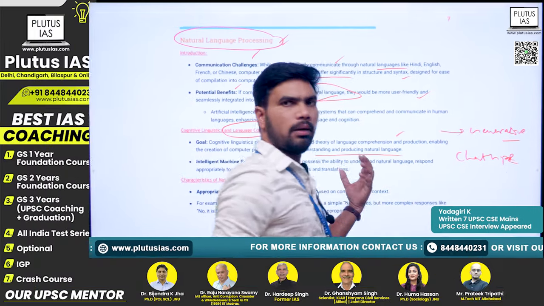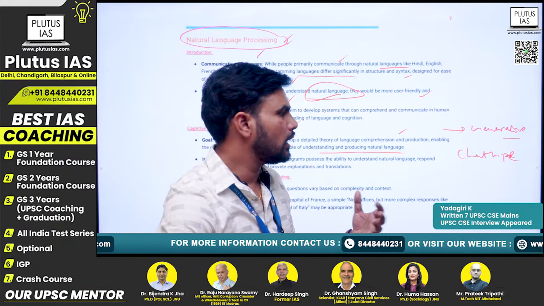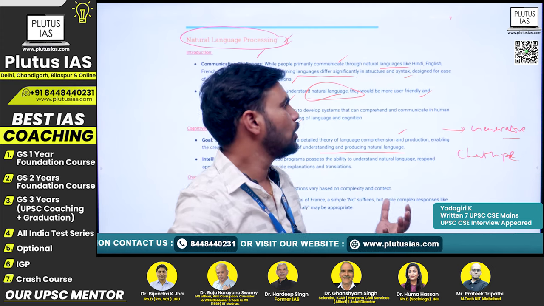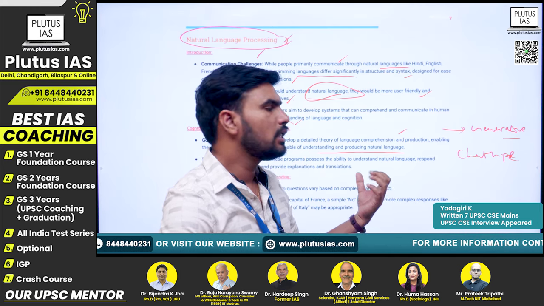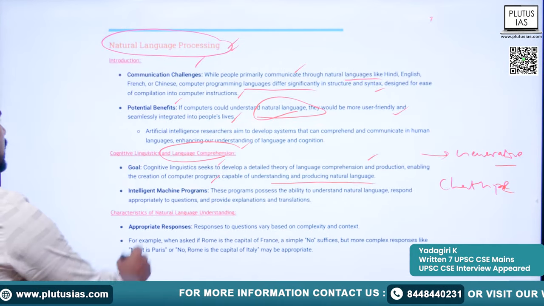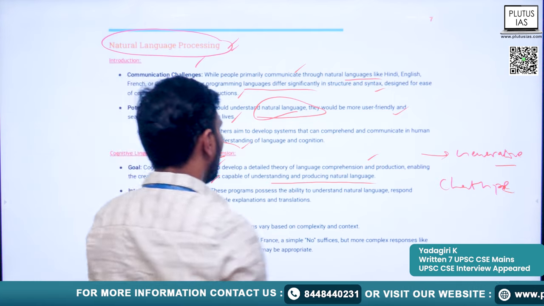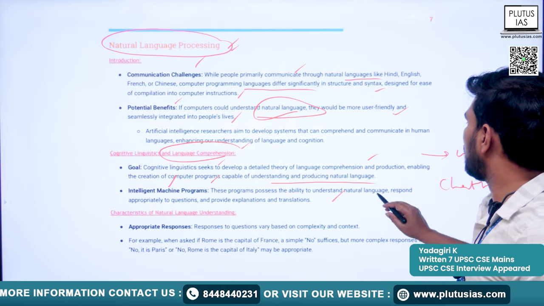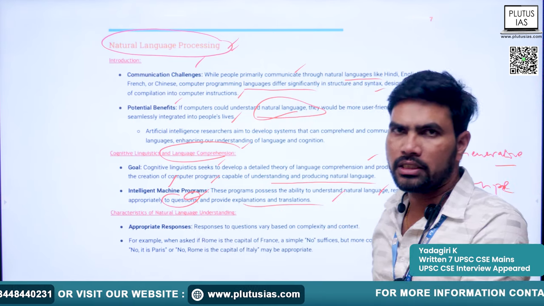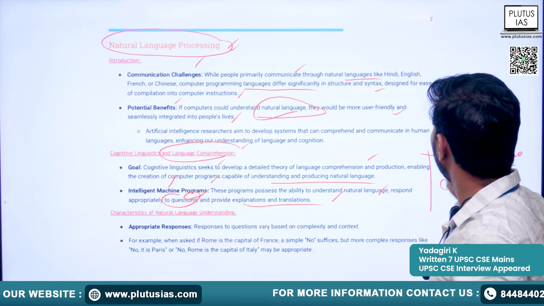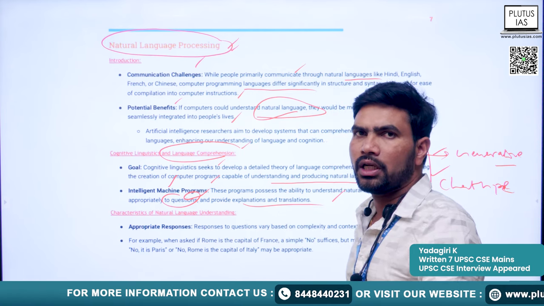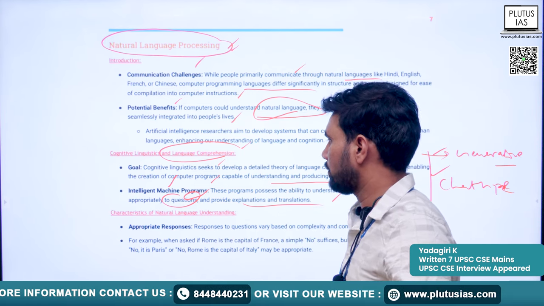So, the machines have come that they can understand the natural language of human beings and instantly respond. Because of this reason, ChatGPT has become more and more popular. Intelligent machine programs possess the ability to understand a natural language, respond appropriately to questions, and provide explanations and translations. So this is already being done through ChatGPT and Gemini-like artificial intelligence machines.